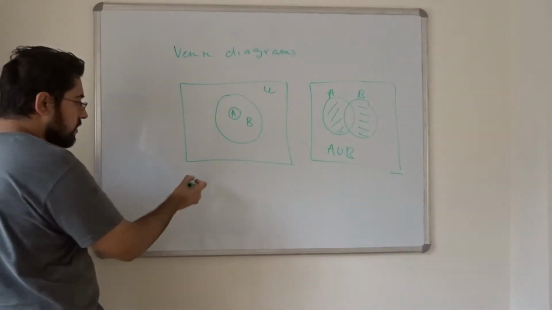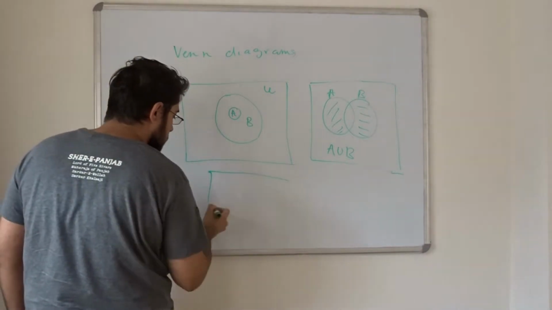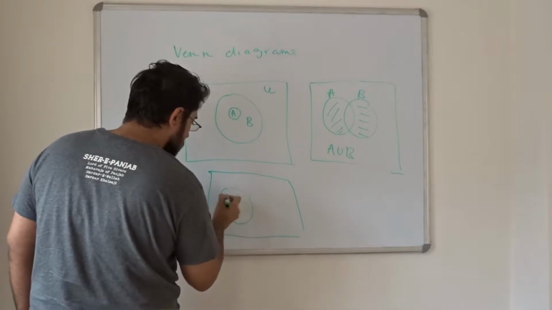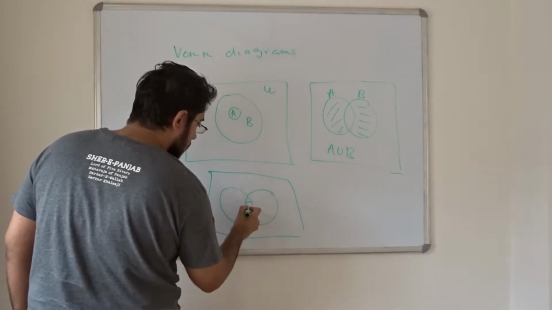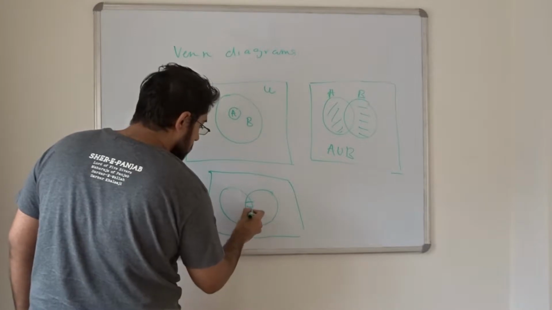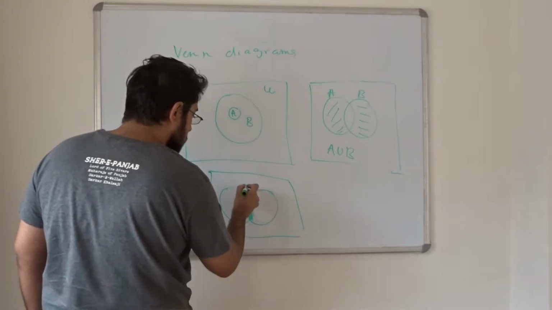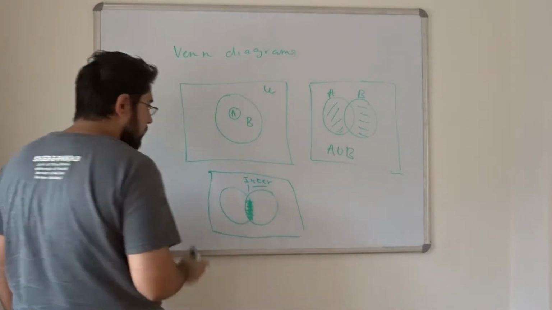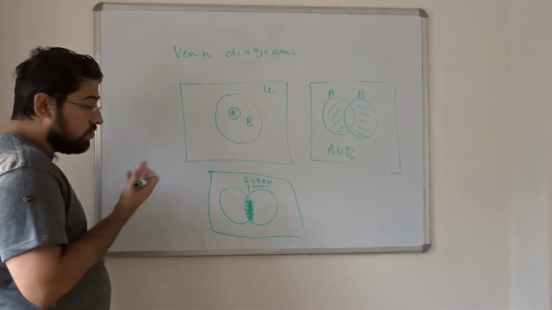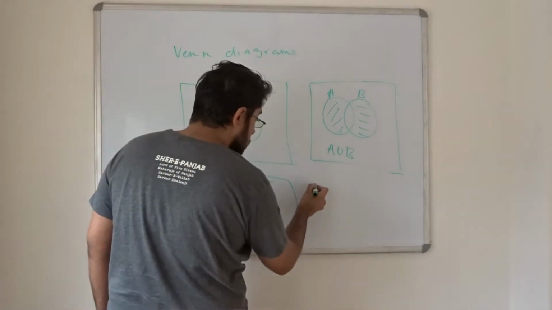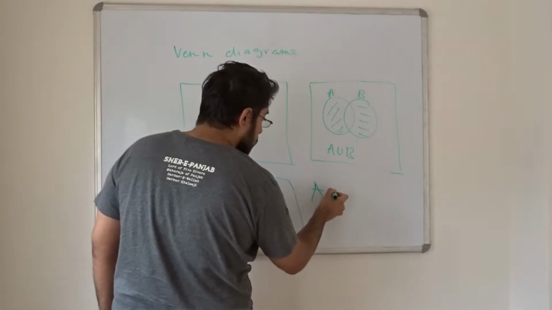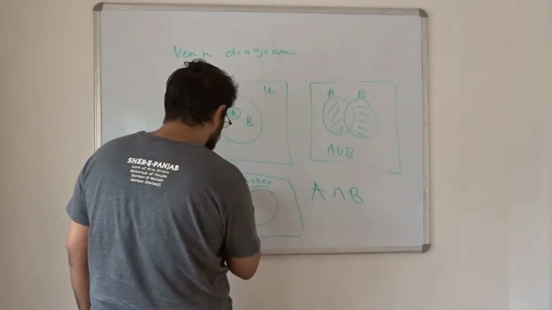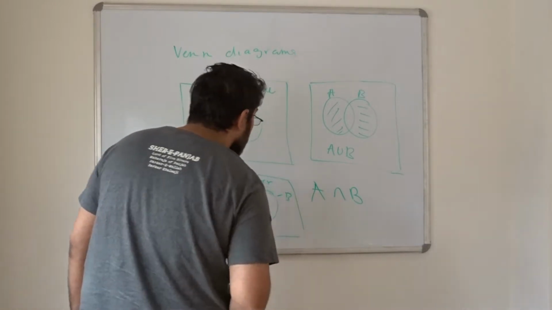And then you have another type of Venn diagram, which is like this. A and then you have B, and then this is the common part. This is called the intersection. I'm sure you know, inter is short for intersection. So this is more importantly known as A intersection B, where this is A and this is B.